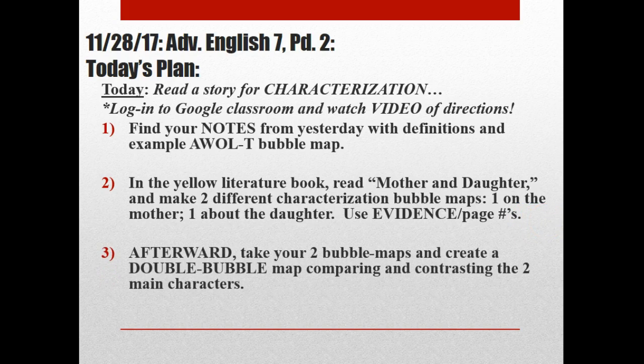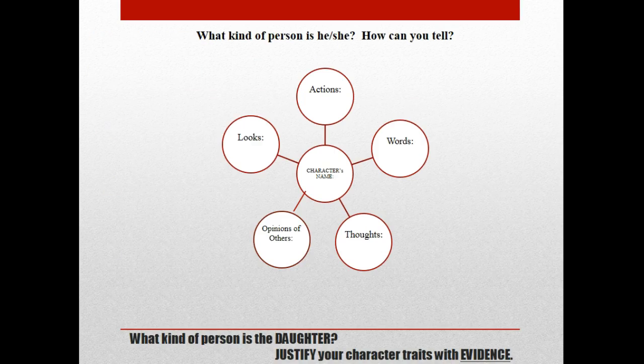Once you've read the whole story and done both bubble maps, then you're going to compare and contrast the two characters. You're going to do a double bubble map, and there's a blank spot on the back you can use. We'll come back to that. So if you picked up the handout, it should look like this. Write the character's name in the middle. For one of these characters, you're going to know her thoughts. For the other, you're not going to know her thoughts. So it's okay to leave it blank.